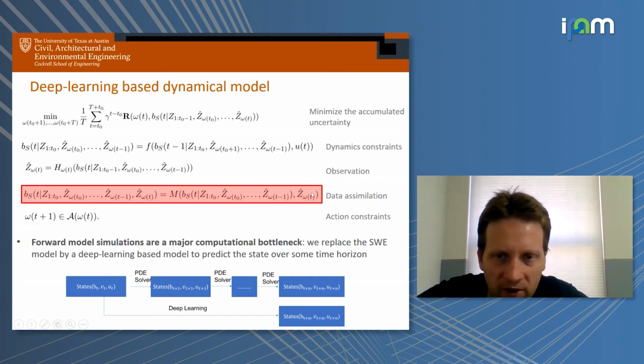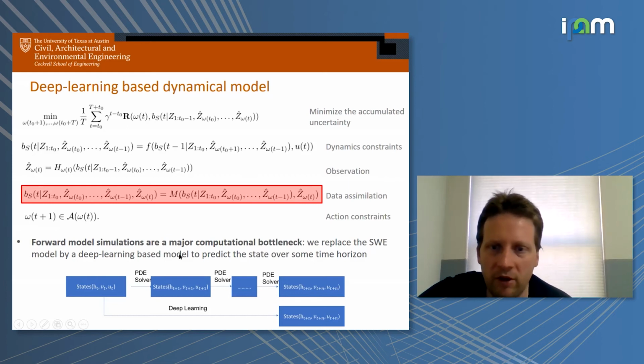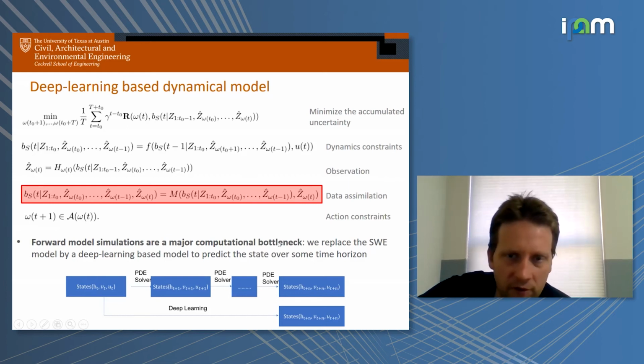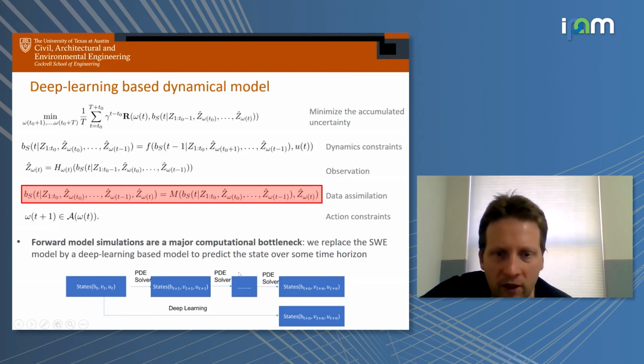What we do for this assimilation is that we replace the shallow water equation model by a deep learning based model to predict the state over the horizon that we want to. So this is how it works.